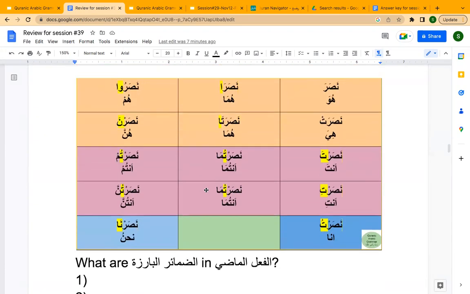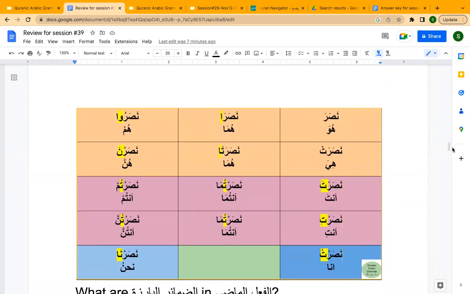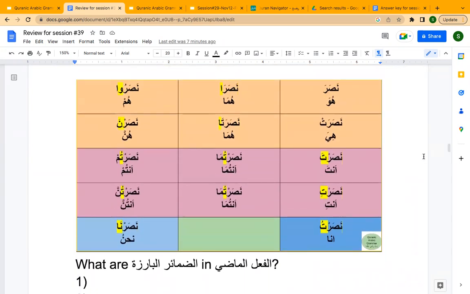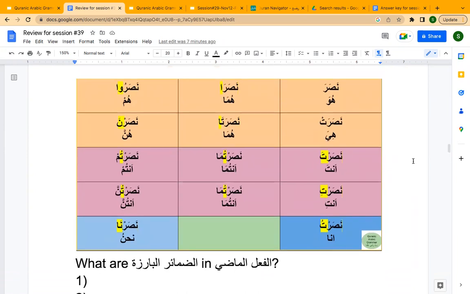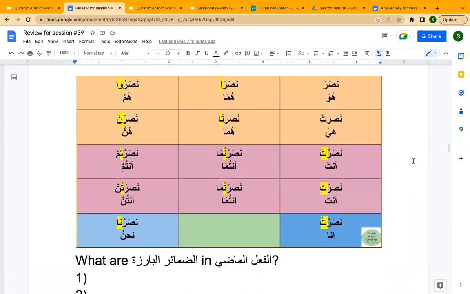Now, let's see our fail in Madi. Because I don't want you to forget when you are learning your present tense that you totally forget your past tense. So, al-failul Madi, what are al-damairul bariza in case of failul Madi? So, start from the beginning, the first row. Go row-wise and then, inshallah, everything will be easy.